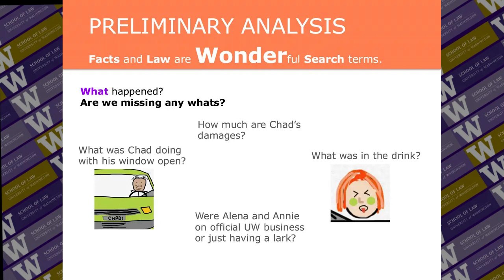Were Alena and Annie on official business? I know that has some relevance to whether or not the University of Washington as their employer could be pulled in as a possible party from whom Chad could recover damages, or were they just having a lark? I seem to remember from business associations that if you are doing something in the course and scope of employment, it's a lot easier to pull an employer in, whereas if you were off the beaten path doing your own thing briefly before you return back to the course and scope of employment, then that is less likely to be behavior imputed to the employer.